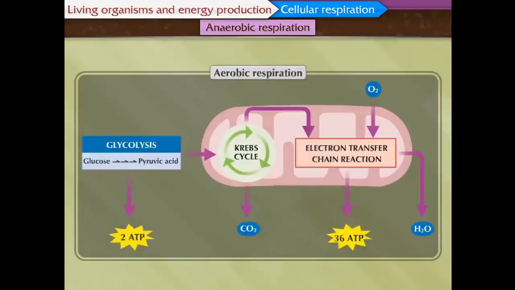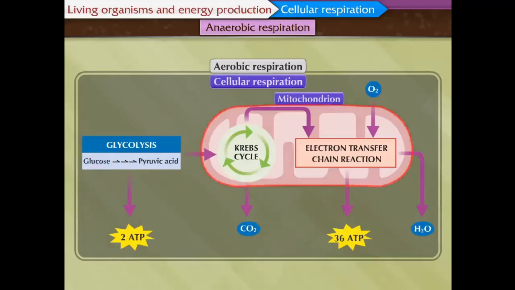From this, we can conclude that aerobic respiration is the cellular respiration which involves complete oxidation of glucose, and mitochondria is the cell organelle necessary for the complete oxidation of glucose. After learning about the energy production from carbohydrates, let us now learn about the energy production from other nutrients.